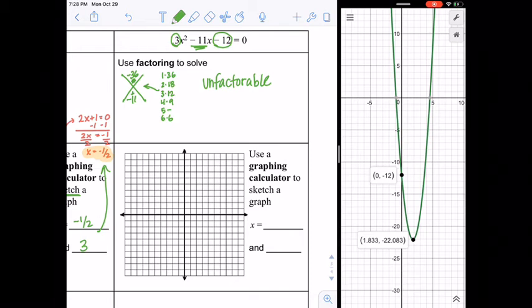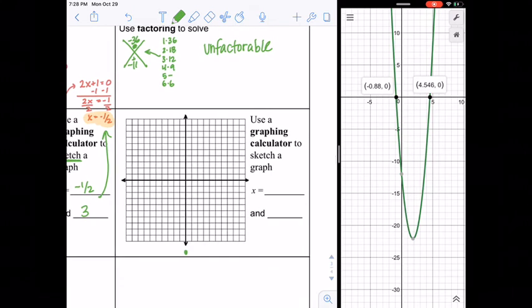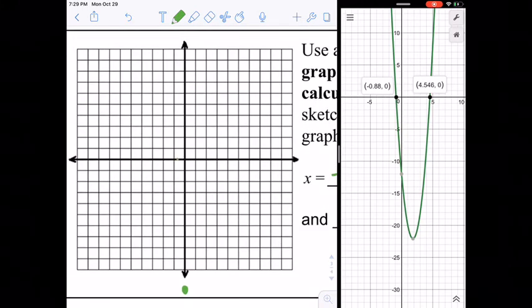My y-intercept is at -12, so I could even put a point here. And then they tell me these x-intercepts here, -0.88 and 4.546. So when I graph that, that's somewhere close to -1, but not quite on it, and then about halfway between 4 and 5. Something like this. And we know our line just kind of goes down this way and then down this way as well.